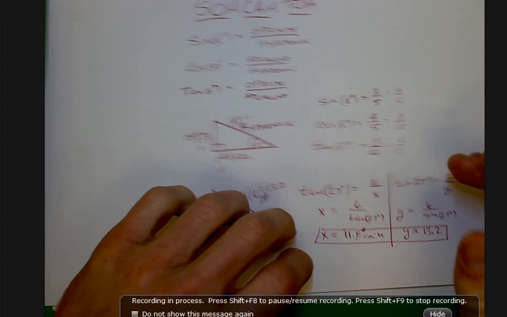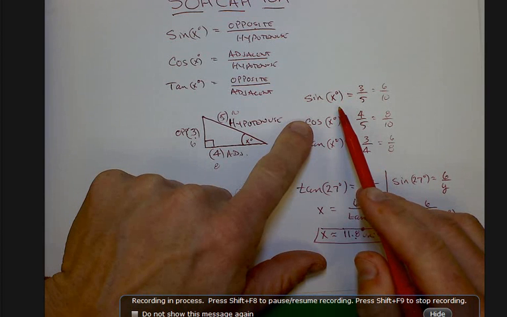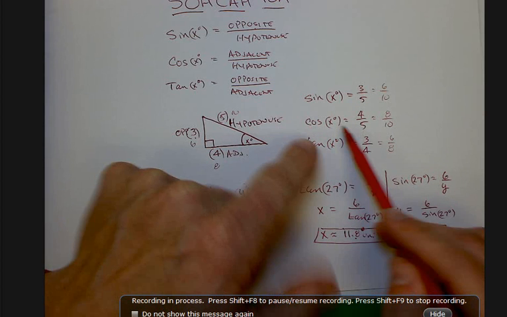What did this all mean? We had the sine of x degrees equals 3/5. Well, what does that tell us? The cosine of x degrees equals 4/5. What does that tell us?